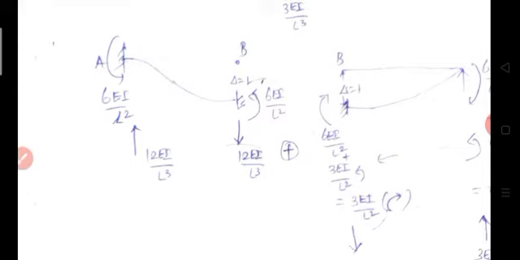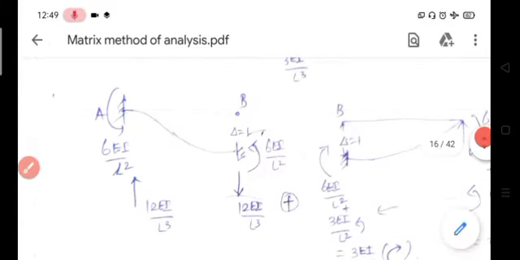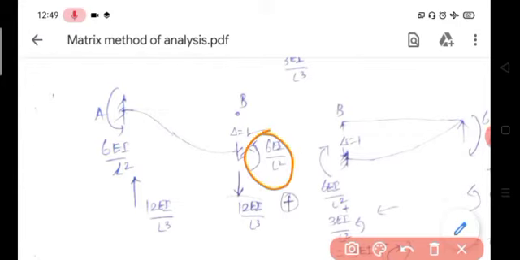Our stiffness matrix is a 2 by 2 stiffness matrix. The first coordinate is the force in the vertically downward direction at joint B, the second coordinate is the moment. That is why we are going to concentrate on the VB and MB values. We have already found the MB values: MBA is equal to 6 delta by L square, MBC is equal to 3 delta by L square. So, finally, MB is the net of these two, MBA plus MBC.